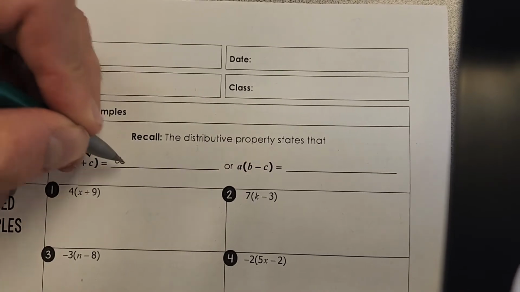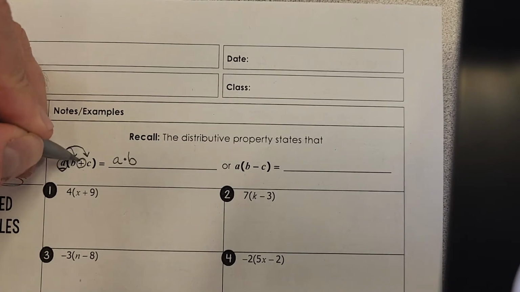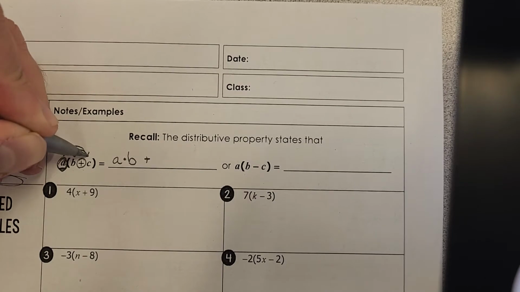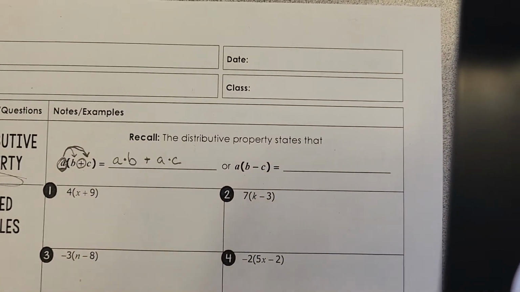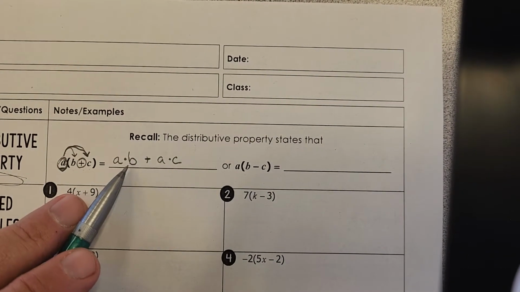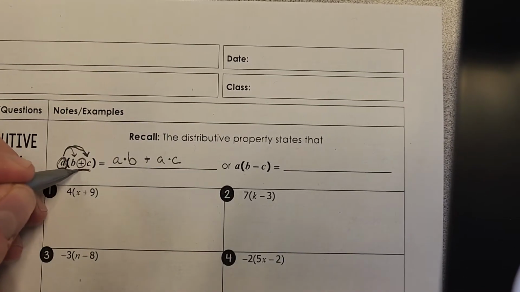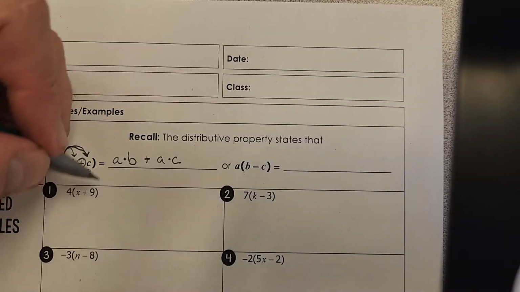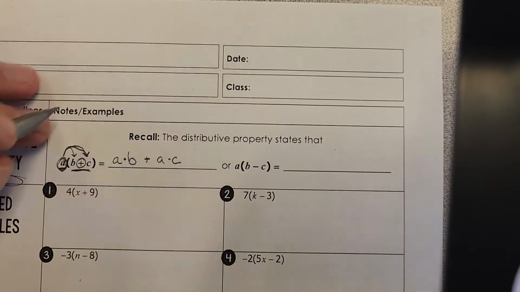So this A that's outside our parentheses gets distributed, or multiplied, by our B. So we see A times B. And then since there's a plus sign here, we go plus. And then we do the second part. We take the A outside the parentheses and we do A times C as well. So A times parentheses B plus C equals A times B plus A times C. Note that we can't combine these terms because they're not like terms. So there's nothing more we can do except multiply and leave it how it is.